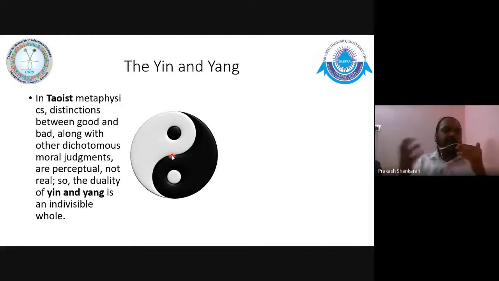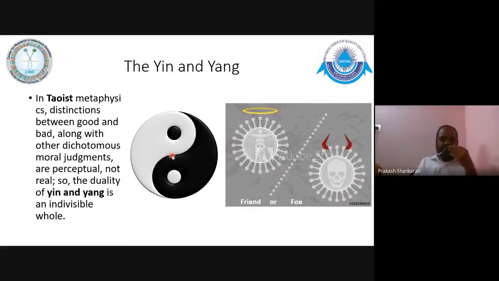So what we judge are just our perceptions. That's not real. The duality is indivisible. It's just one. So based on this philosophical background, how can we classify the viruses now? Are they good, our friend that helps us? Or are they going to wipe out the human race, our foe? They are disturbing us.